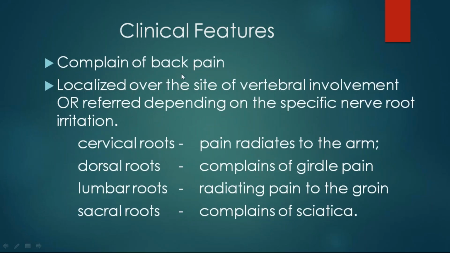Among the clinical features, they usually complain of back pain, and depending on the involvement of the vertebra, if the cervical vertebra is involved, the pain radiates to the arm. If dorsal roots are involved, the pain radiates to the shoulder girdle and even to the scapular region. In the lumbar region, it radiates to the groin. And in the sacral region, the patient complains of sciatica, like radiating pain downward.